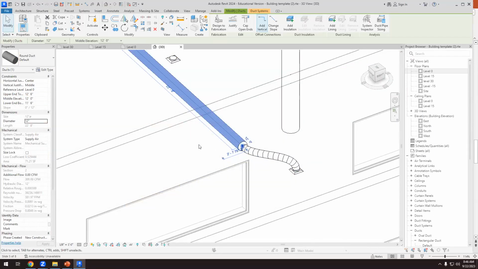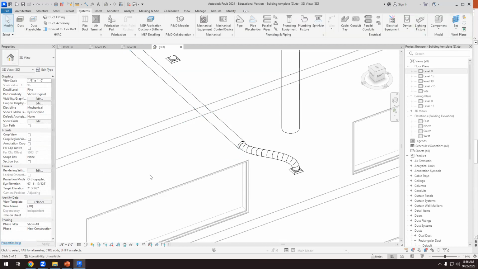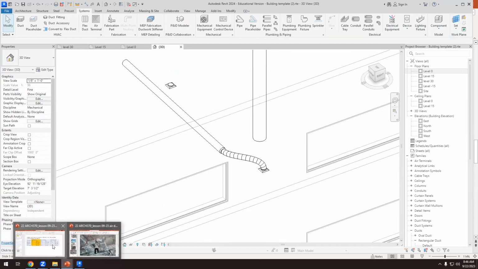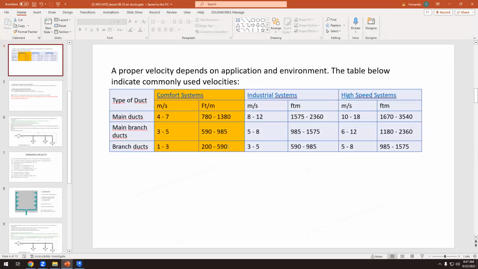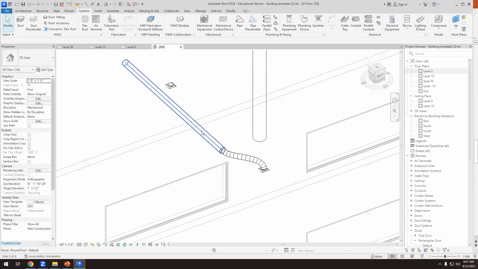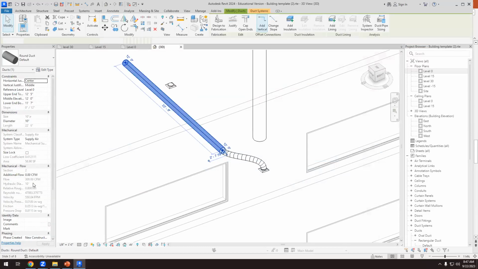Okay, so can we make it even smaller? Can I make it 10? No, because, well, the velocity is 550. So it could be 10 because it's below 590. I prefer 12. Okay.